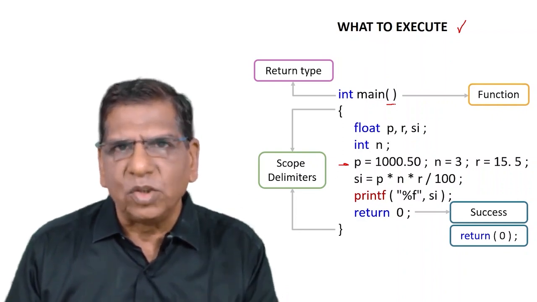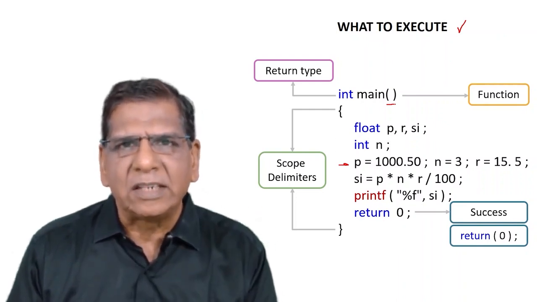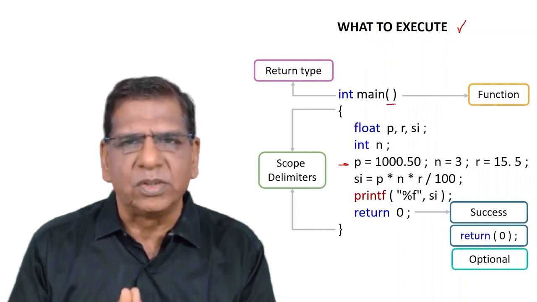Also realize that 0 can be written within a pair of parentheses, or if you so desire, you can drop the pair of parentheses. In that sense, the pair of parentheses is really optional. Your choice whether to use it or not.